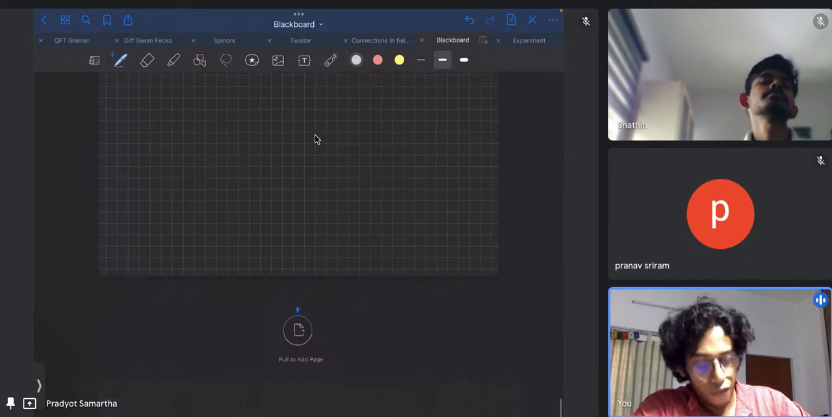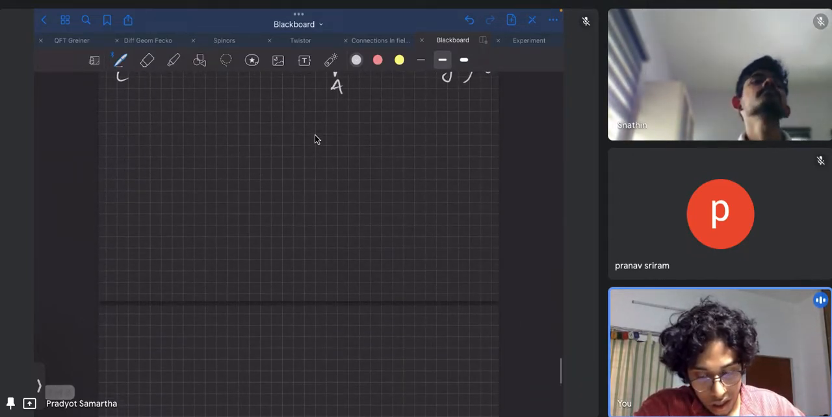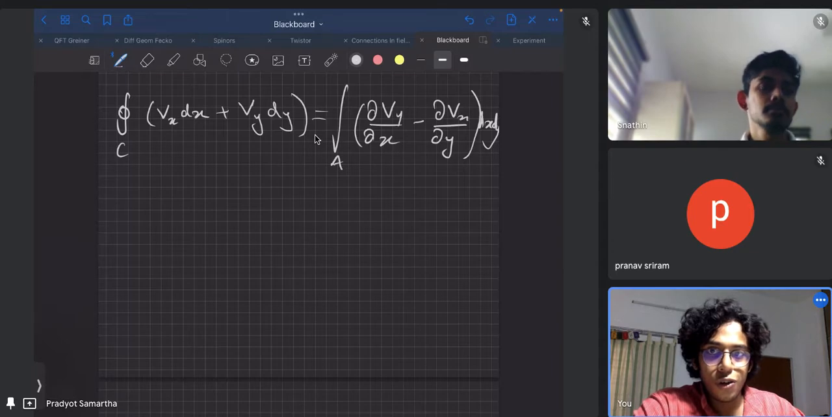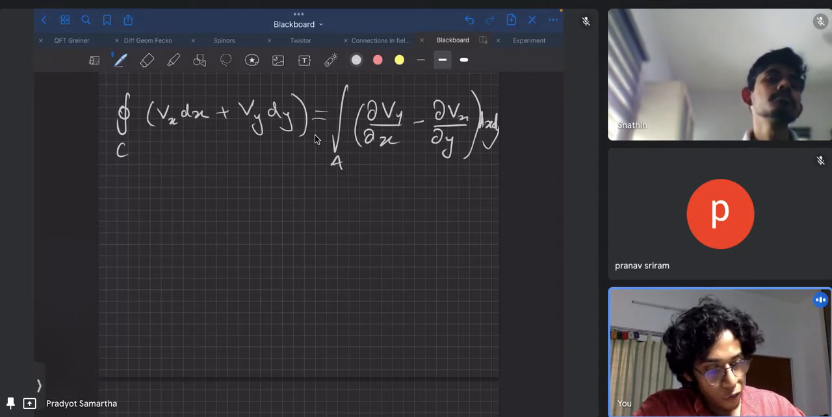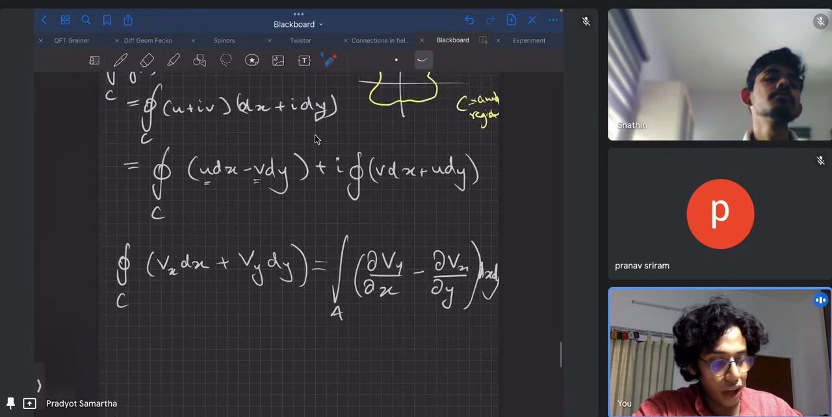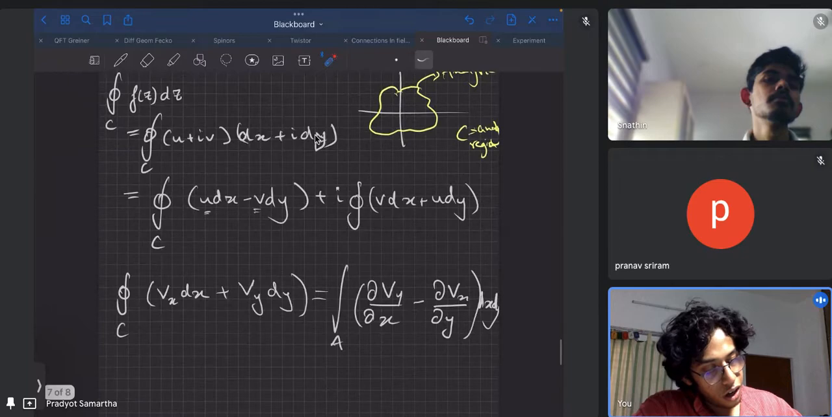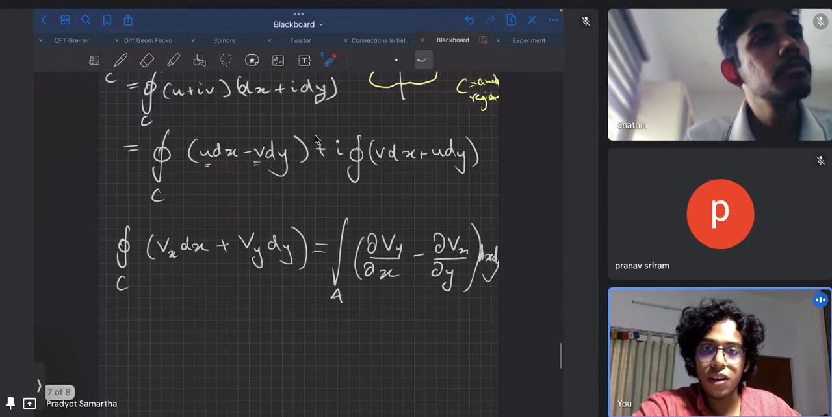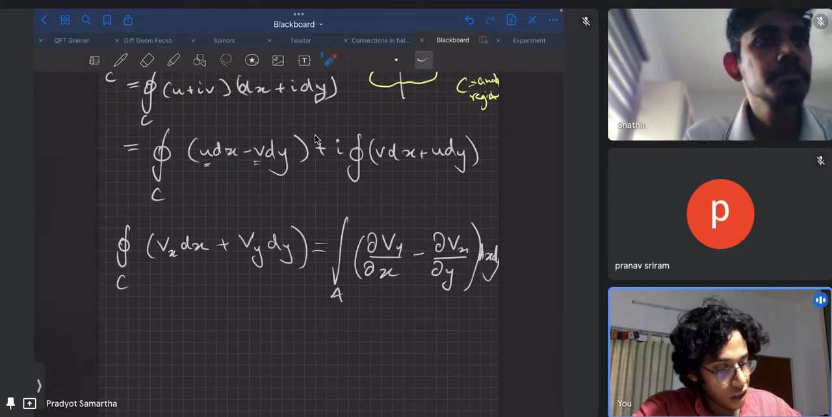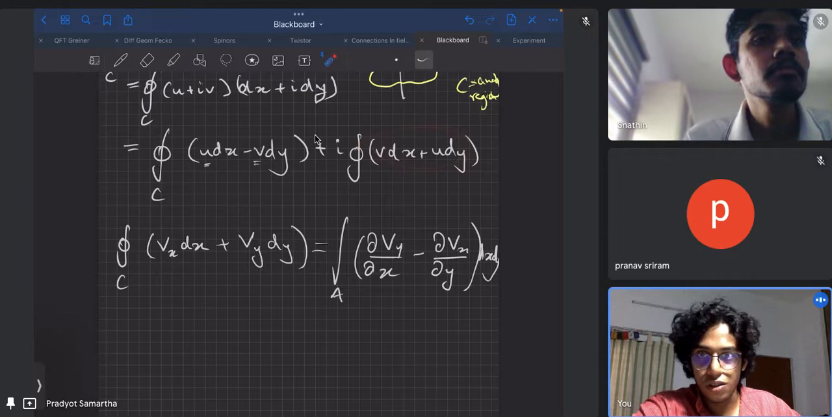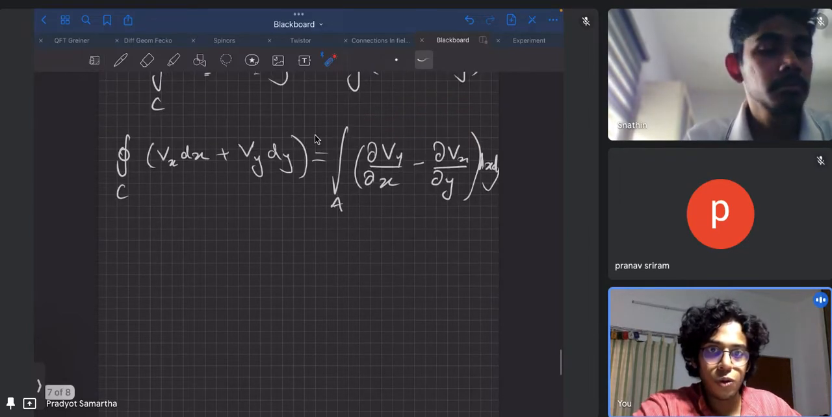So then we essentially rewrite this, and we can already see what is happening. Before completing the proof, the idea is that when you write down this integral in terms of u dx minus v dy, there is something cancelling out, and this other term also cancels out. That's the essential idea.